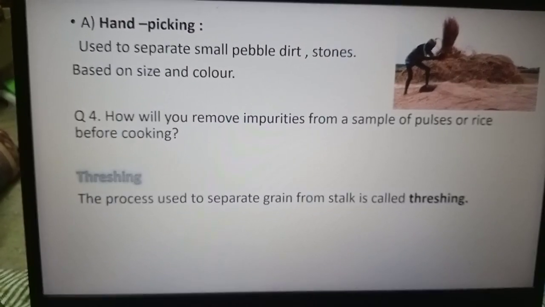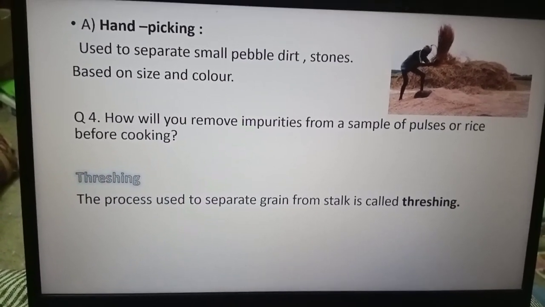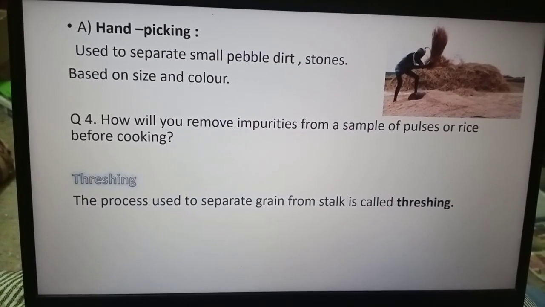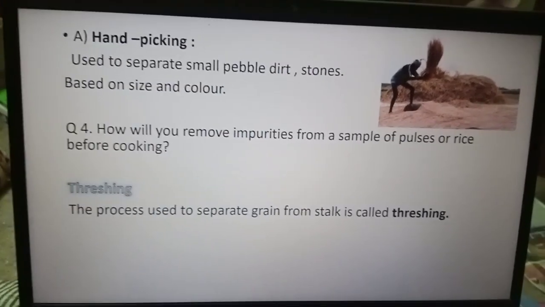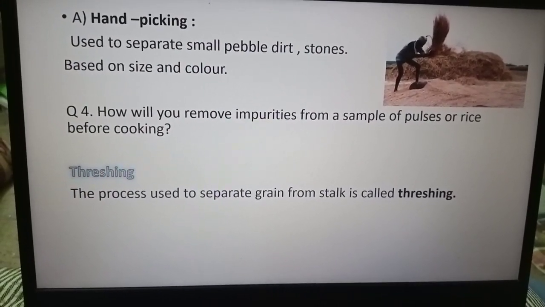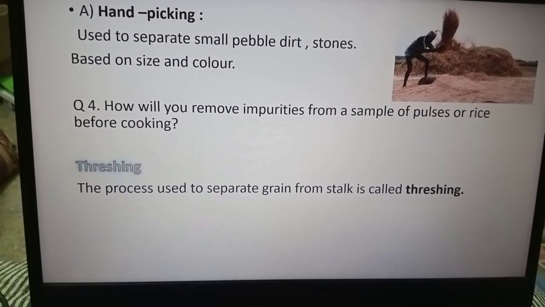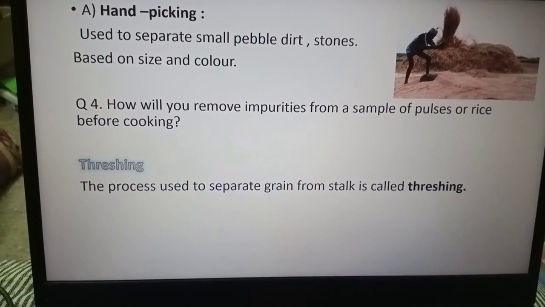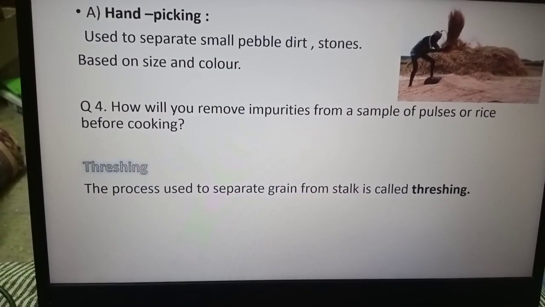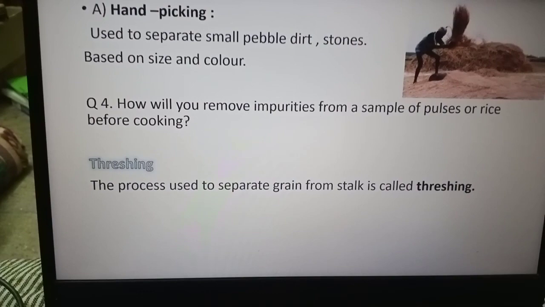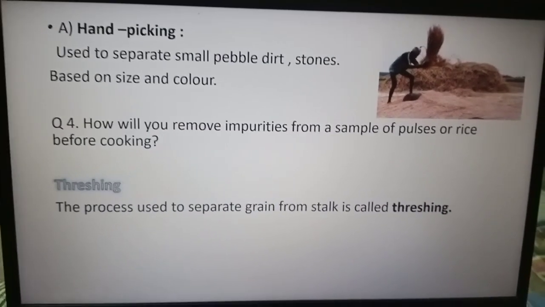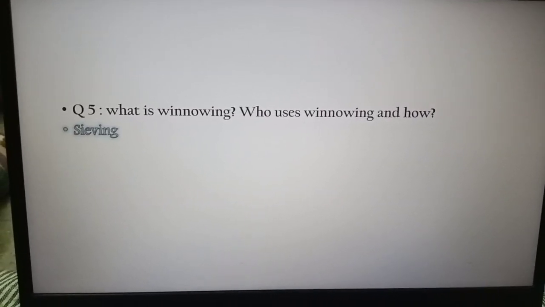So the next process is called threshing. As you can see in the picture, that process is called threshing. So what is threshing? The process which is used to separate grains from the stalk is called threshing. Suppose they have grown some crop in the field, they'll cut it along with the stem. But they do not want the stalk, they just want the grains. So they separate the grains from the stalk. This process is called threshing.